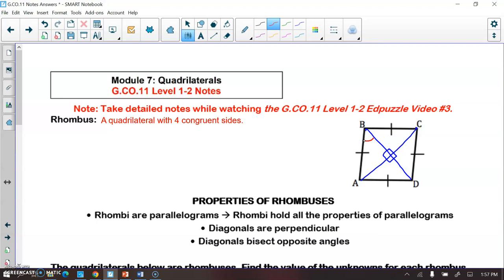So this angle is congruent to this angle. And since it holds properties of parallelograms, that also means that this angle is congruent to this angle. All four of those angles are congruent. And then same here, these two angles are congruent. And these two angles are congruent. And since opposite angles are congruent in parallelograms, all four of those angles are congruent.